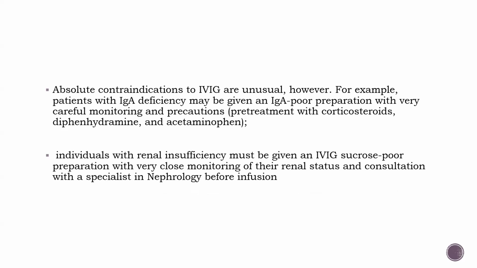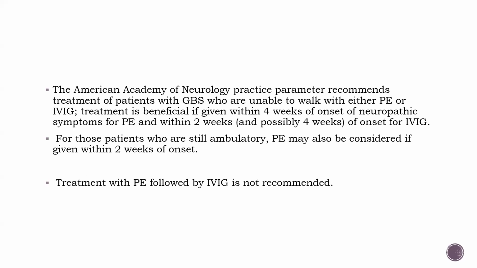Absolute contraindications to IVIG are unusual. For example, a patient with IgA deficiency may be given IgA-poor preparation with very careful monitoring and precautions. Individuals with renal insufficiency must be given sucrose-poor IVIG preparation with very close monitoring of their renal status and consultation with a specialist in nephrology before infusion.